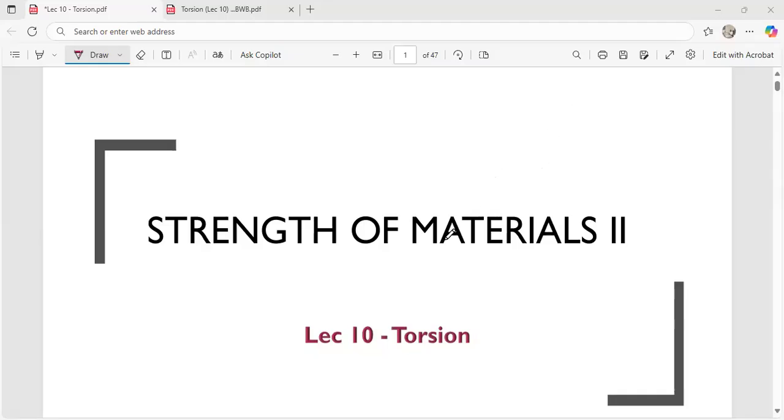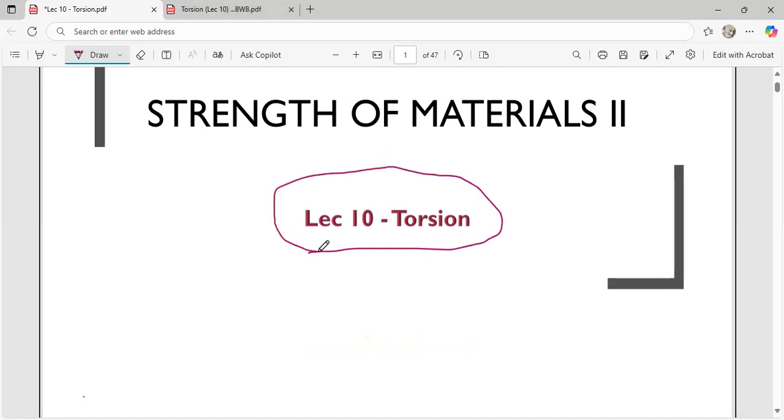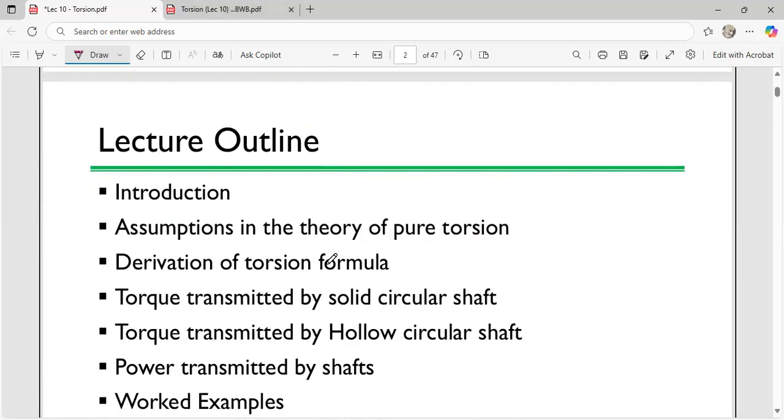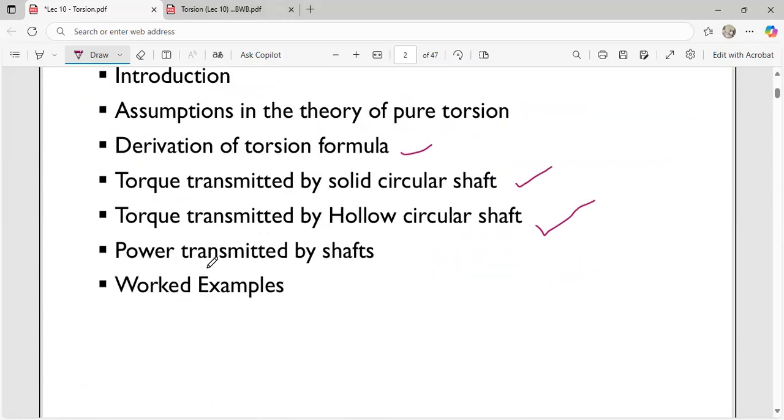All right. So in Strength of Material 2, Lecture 10, we are going to be talking about torsion. This lecture outline is composed of introduction, assumptions in the theory of pure torsion, derivation of torsion formula. We are going to also talk about the torque transmitted by solid circular shafts and also torques transmitted by hollow circular shafts. We are also going to have a look at power transmitted by shafts and also some worked examples as well.